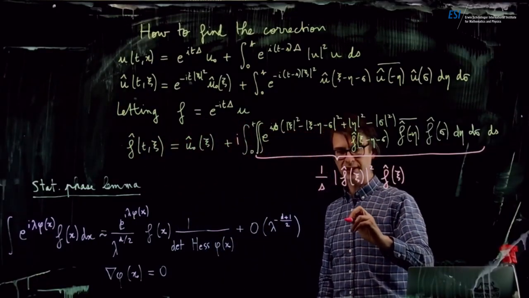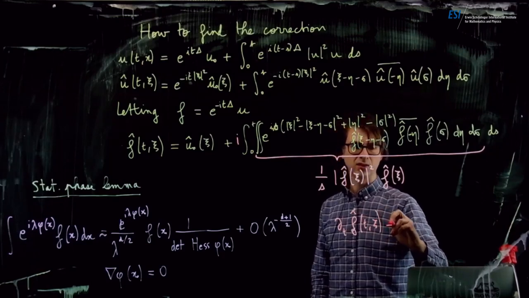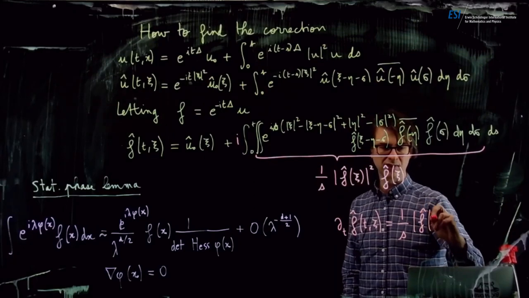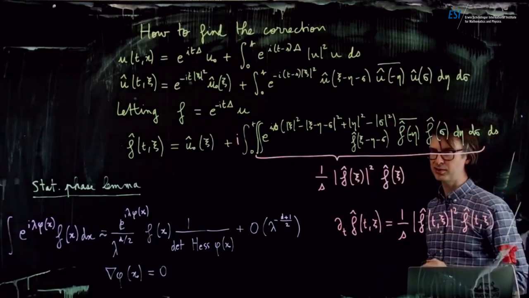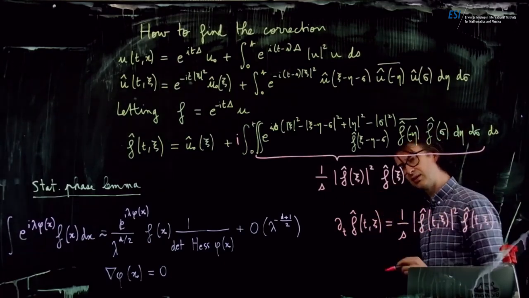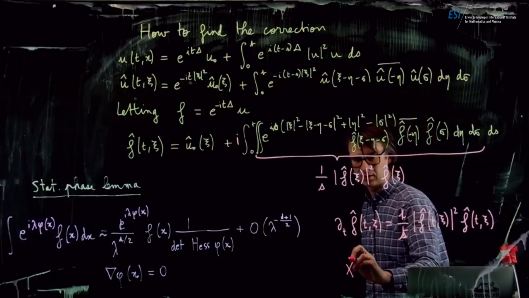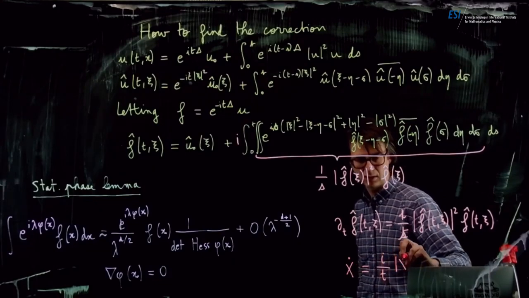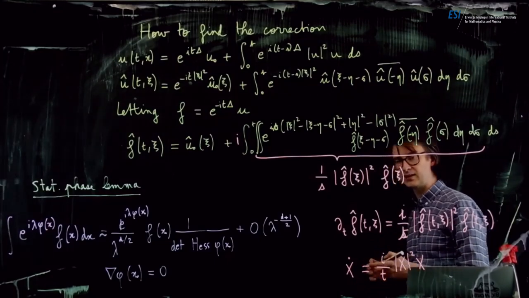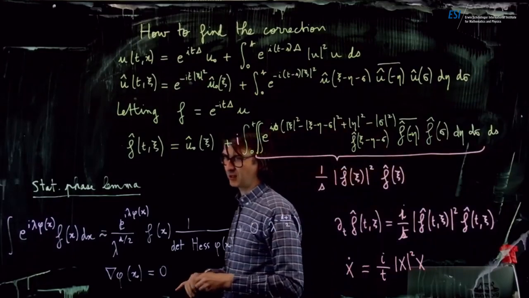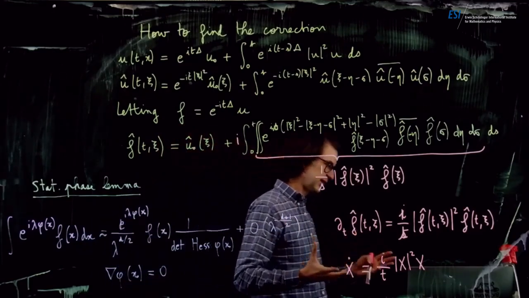So the differential version of the equation is d_t f hat of t xi equals i over t times |f hat of t xi| squared f hat of t xi, plus integrable terms that we don't care about. Now it's easy to integrate this. It's just x dot equals i over t |x|^2 x. So we know how to integrate this ODE over complex numbers, and this gives the logarithmic correction that I was claiming.